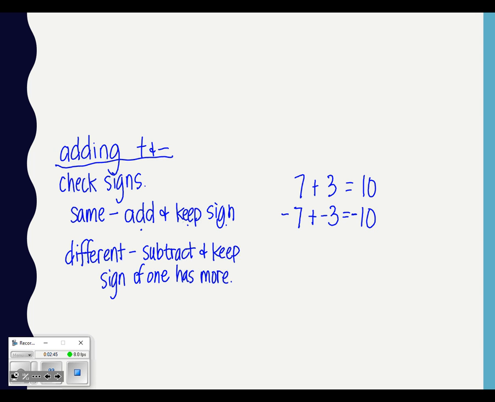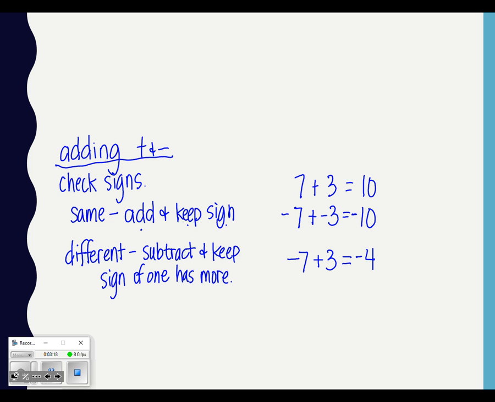If the signs are different, I'm going to do negative 7 plus 3. I'm going to find the difference. So I ignore the signs and I go, okay, 7 minus 3. 7 minus 3 is 4. Then I keep the sign of the one that had more. I had 7 negatives and 3 positives. So I'm going to keep the negative sign because there were more negatives. And the answer is negative 4.